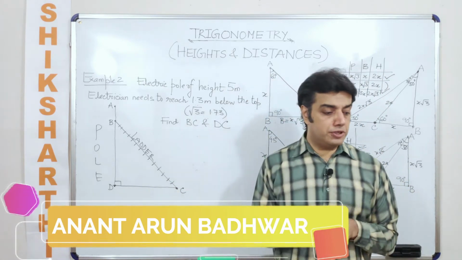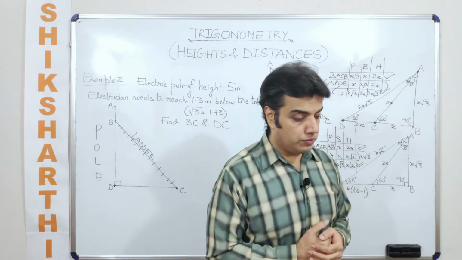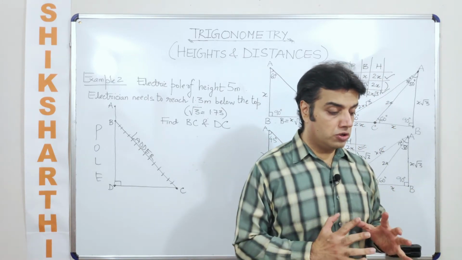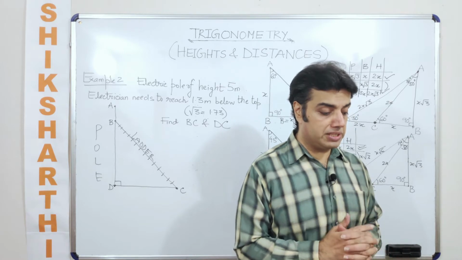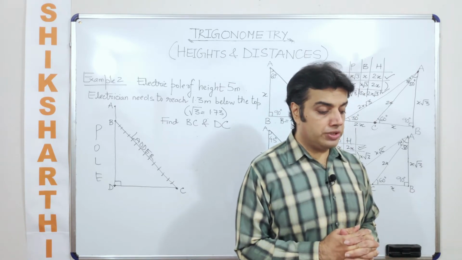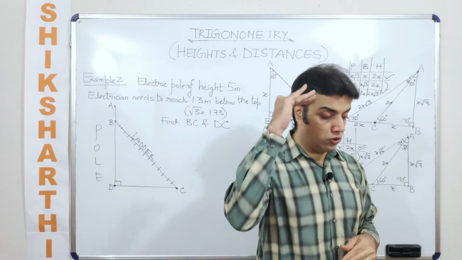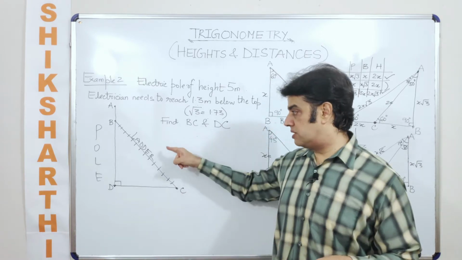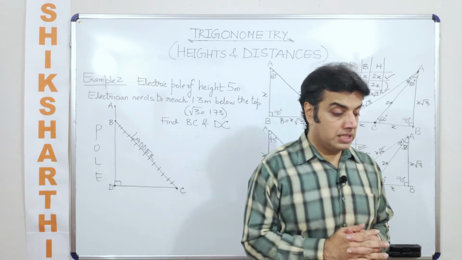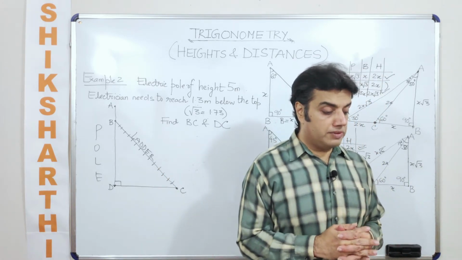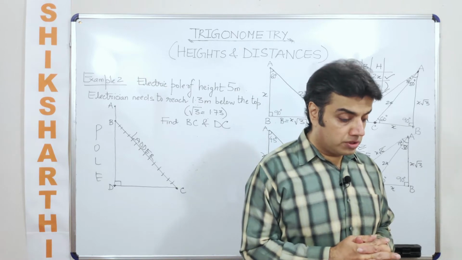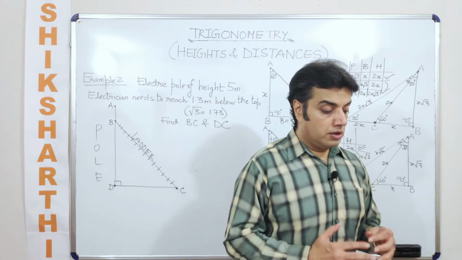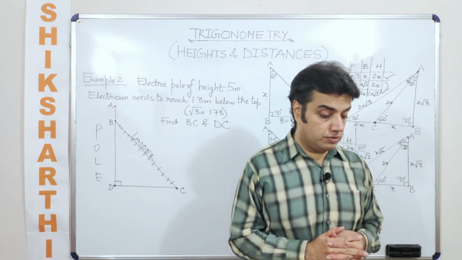Now example number 2, let me just read out the question for you. It says an electrician has to repair an electric fault on a pole of height 5 meters. She needs to reach a point 1.3 meters below the top of the pole to undertake the repair work. We'll just refer to this figure. What should be the length of the ladder that she should use, which when inclined at an angle of 60 degrees to the horizontal would enable her to reach the required position?